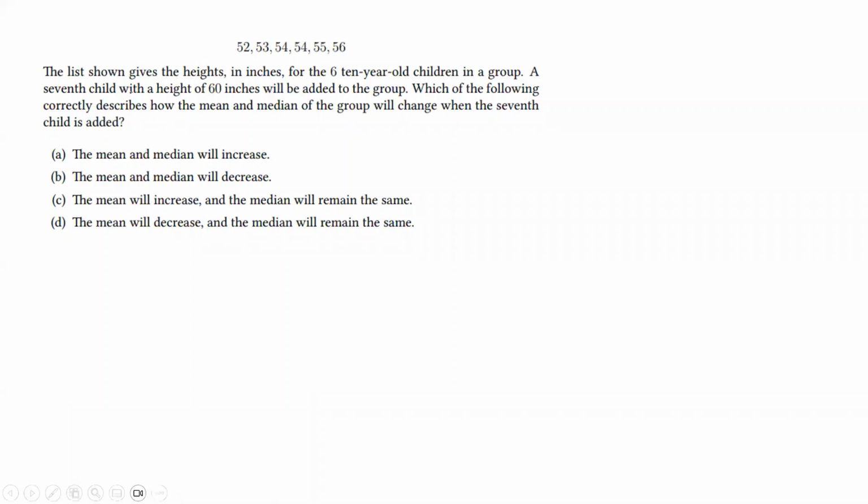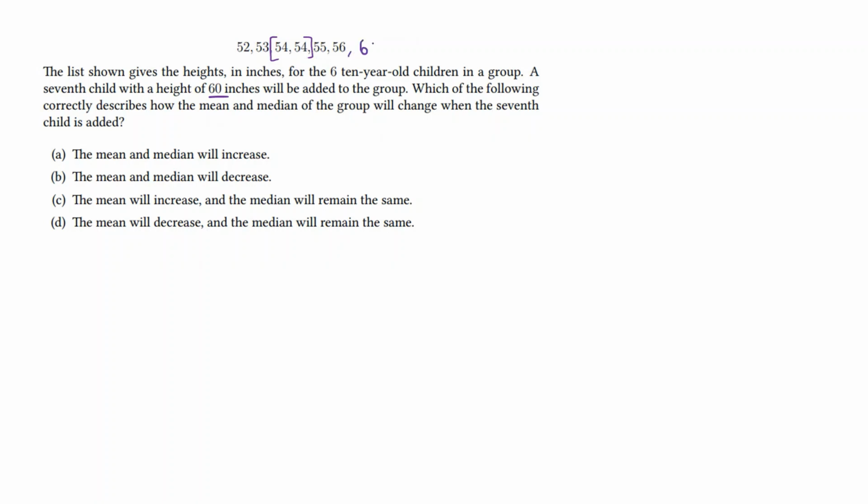Here, we are given 6 data points, and we're trying to add a 7th. We are comparing the mean and the median before and after this change. Right now, with an even number of data points, we look at the center 2 data points to evaluate what the median is. Since both of them are 54, then we start with a median of 54.